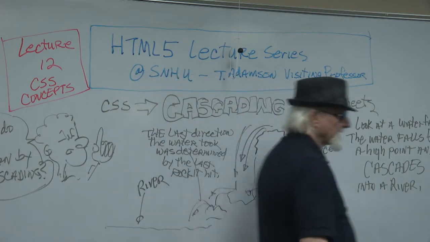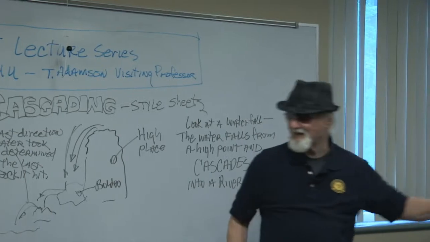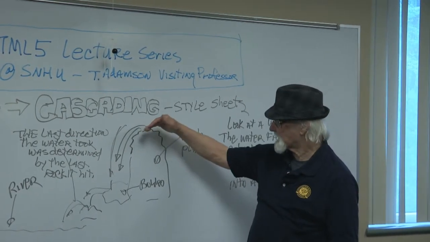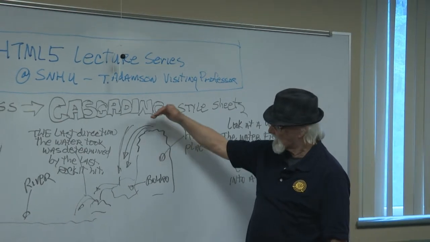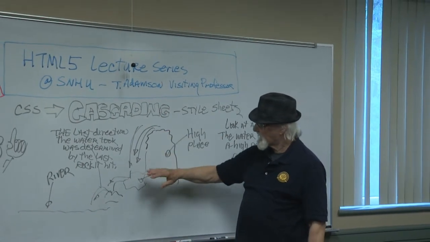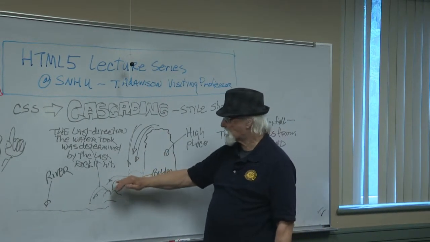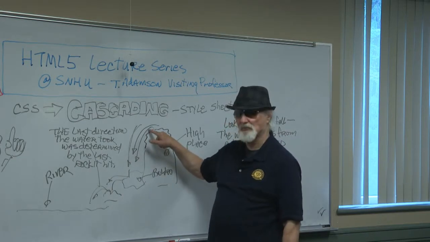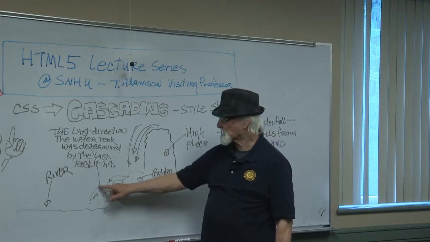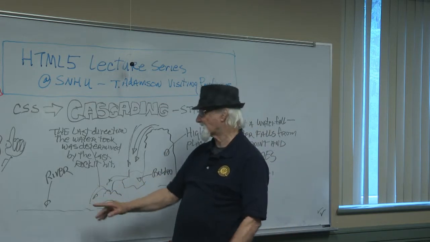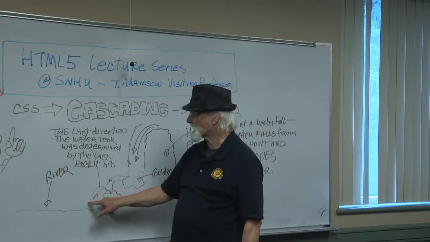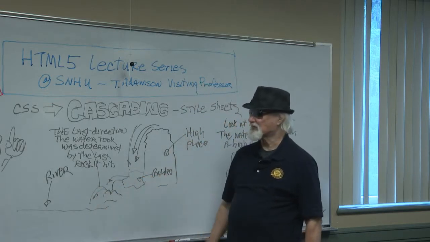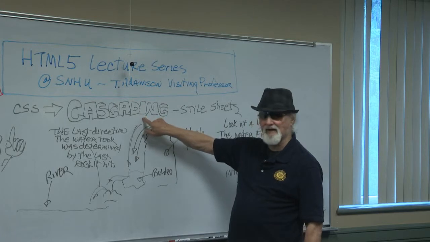So what's important about cascading, the concept of cascading, is that the water comes over the high point, comes over the cliff, it starts falling, and then if it hits a boulder, its direction changes. So the direction here has nothing to do with what the initial direction was. The direction that the water takes, the last instruction it takes, is from the last boulder it hit just before it gets into the river. So we're going to come back to this concept, but that's what the word cascading means.